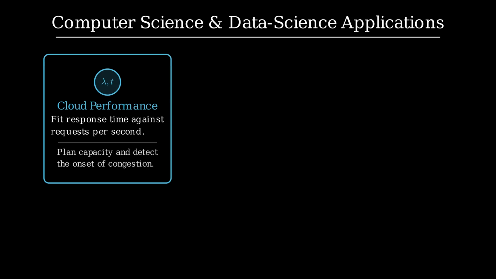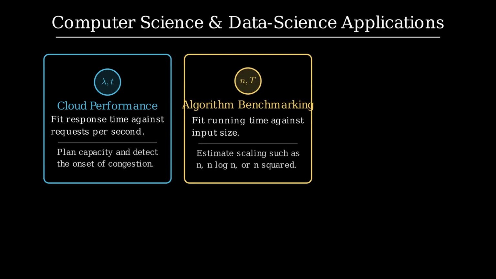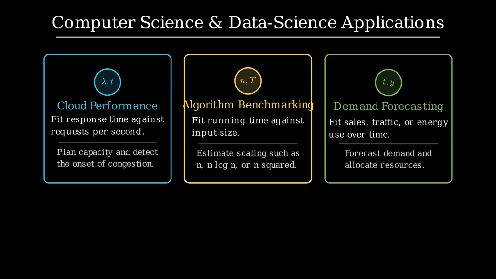In cloud systems, engineers fit response time against incoming request rate. The curve helps plan capacity and reveals when congestion begins. In algorithm analysis, measured running time is fitted against input size. Candidate curves help distinguish linear, n log n, quadratic, or exponential growth. In data science, time-dependent curves forecast product demand, network traffic, hospital occupancy, and energy consumption.